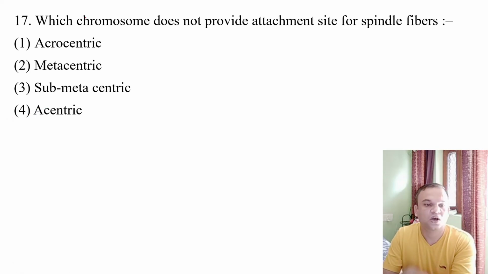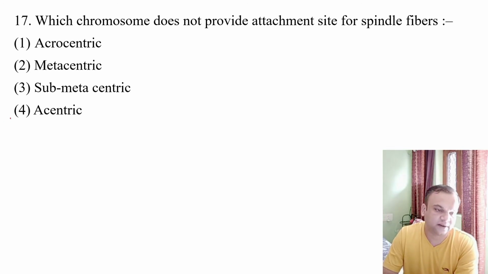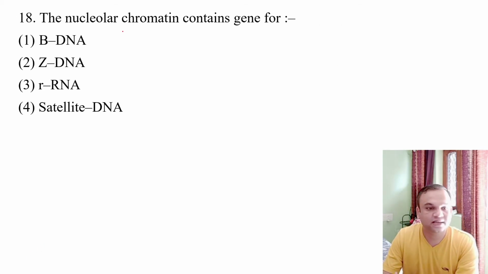I hope that you know about the meaning of the telocentric, metacentric and submetacentric. Next question says, which chromosome does not provide attachment site for spindle fibers? Out of these options, acentric, the chromosome which does not have the centromere, and that is why these chromosomes do not provide any attachment sites for the spindle fibers. The next question says, the nucleolar chromatin contains genes for. Nucleolus is related to the production of the ribosomal RNA. Option 3 will be the answer for this question.